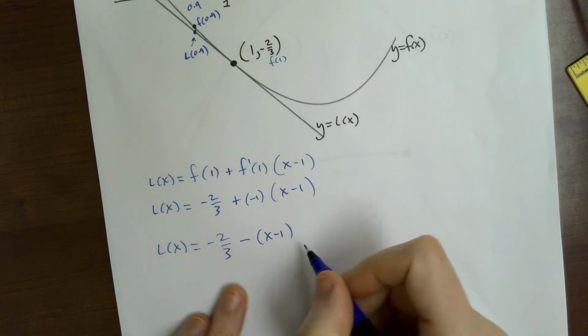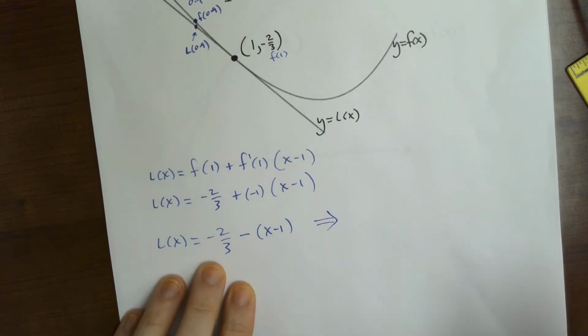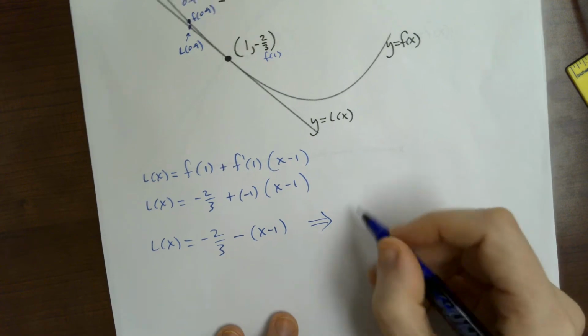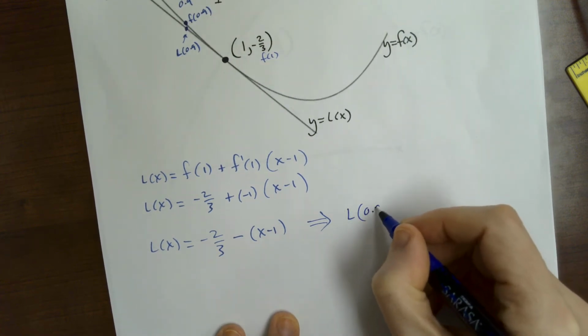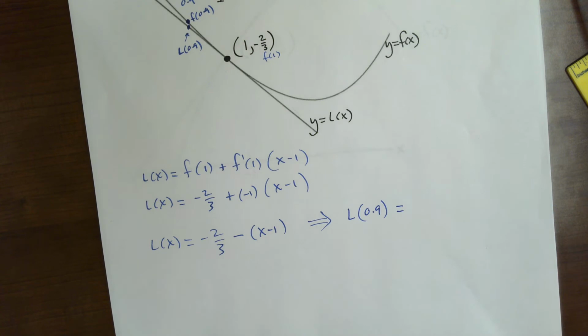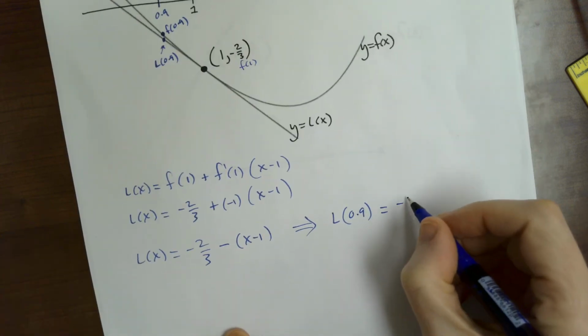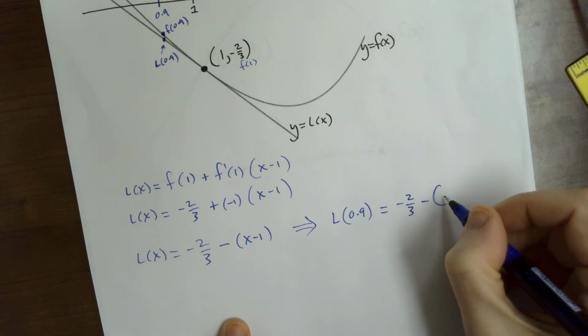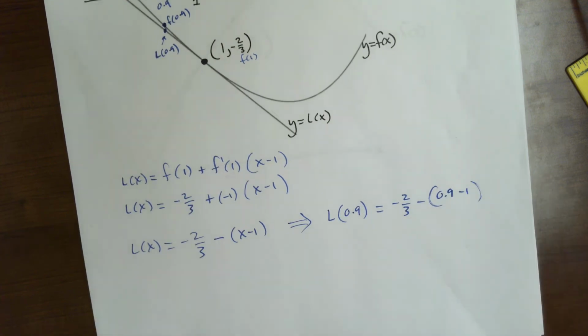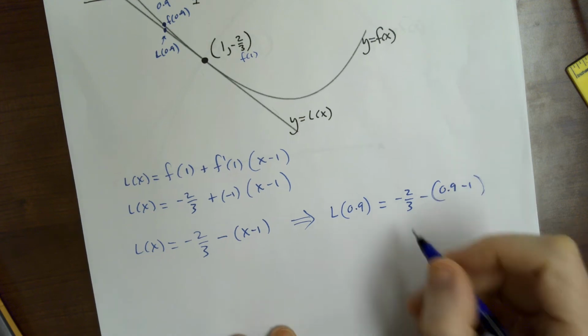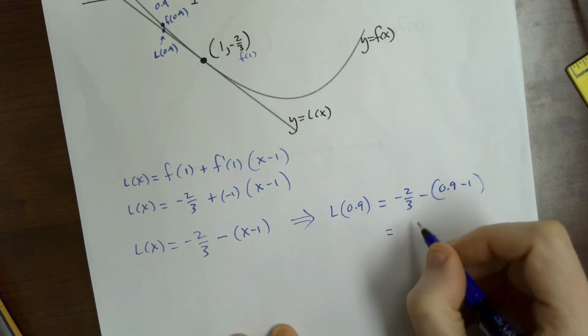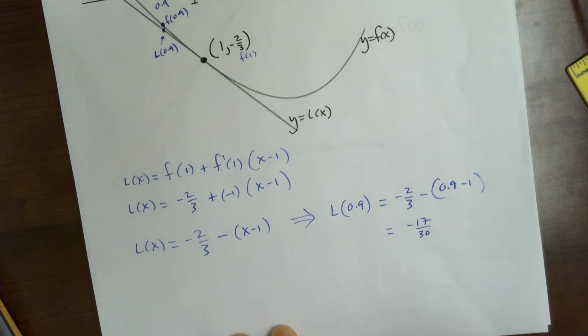Okay. Now, so we found the equation of the tangent line. That's what this is. And then we're going to find L of 0.9. At this point, you could just use your calculator, but it's going to be negative 2/3 minus 0.9 minus 1. I'm just plugging that in. And I mean, I got a decimal, but the fraction version is this.